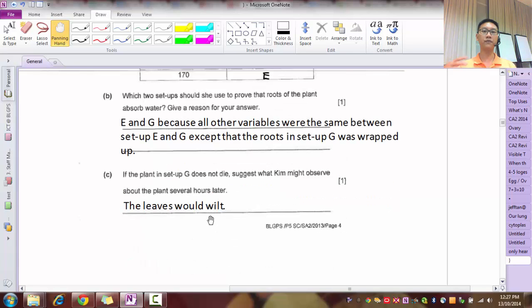Now part C, if the plant in setup G does not die, what might he observe? You observe that the leaves will wilt. They will bend downwards and look very weak. So the term that we use is wilt.